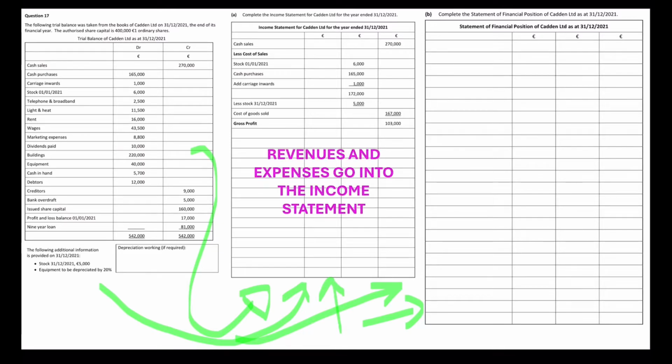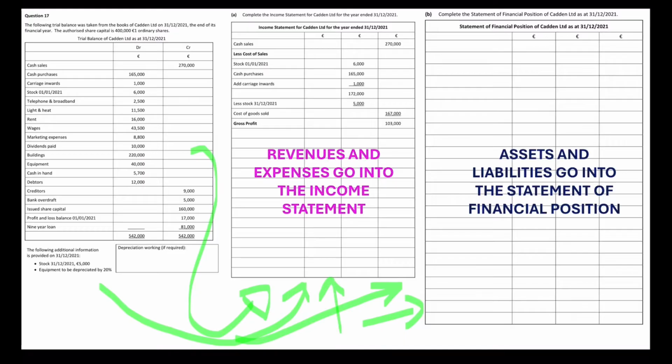Well, the income statement is where revenues and expenses go. So revenues and expenses go into the income statement, and an income statement helps us calculate how much profit or loss the business made that year. And then the statement of financial position is where assets and liabilities go. Okay, so we'll get started.